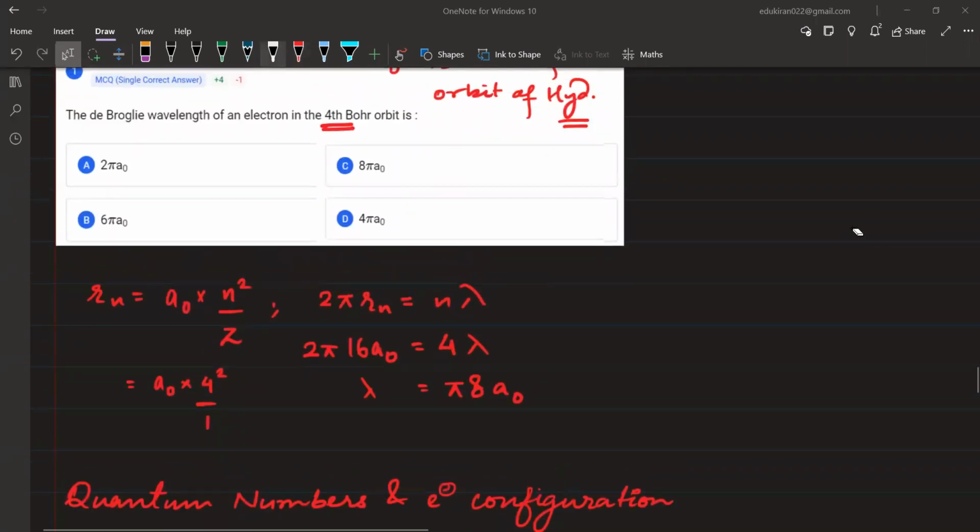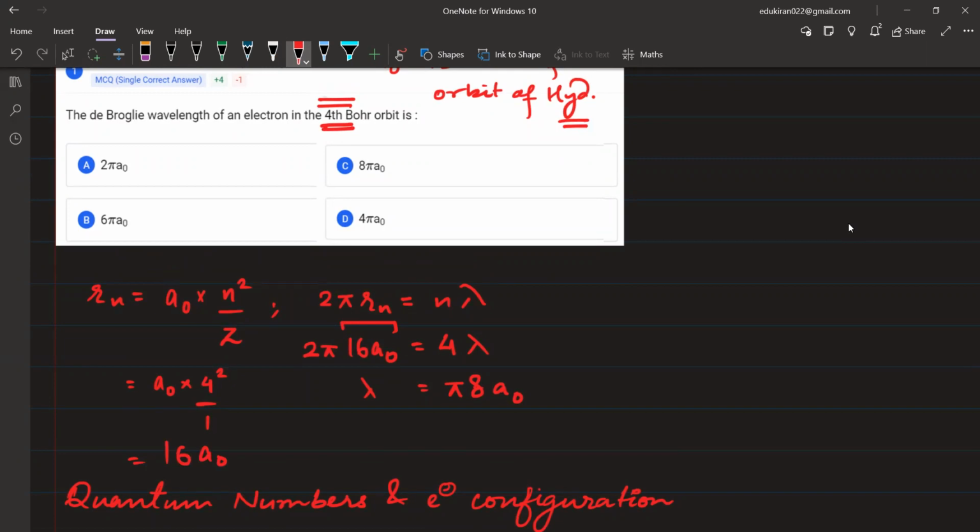Rn क्या हो जाएगा? Rn will be equal to a0 into n square upon z. What is n? For the 4th orbit, it will be equal to how much? 4 square. So a0 into 4 square. I can also write 2 pi Rn is equal to n lambda. ठीक है. तो यहाँ पे Rn की वैल्यू क्या है? 16 a0 है ना. 4 का स्क्वायर कितना हो जाएगा? 16 a0 is the value of Rn into 2 pi is equal to 4 lambda.